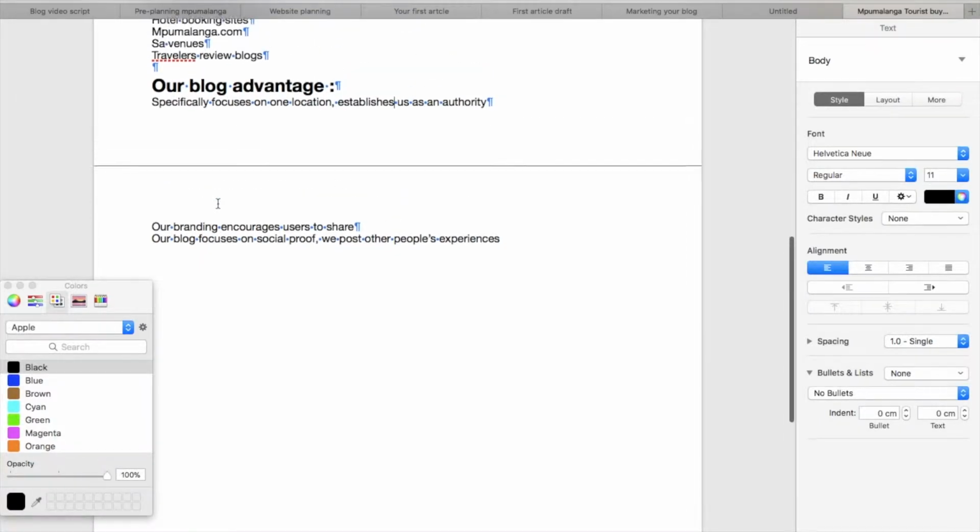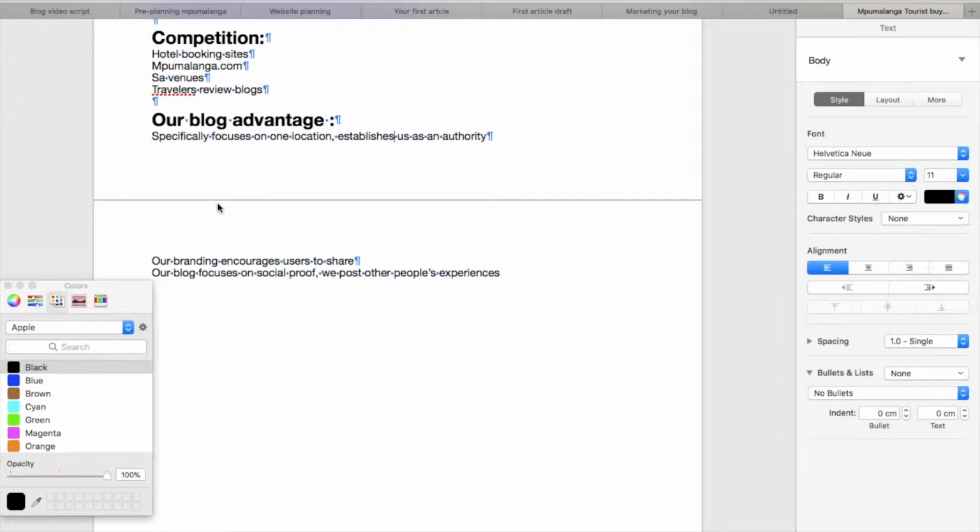So my blog advantage is that I'm specifically focusing on one location, which establishes me as an authority. If you have a blog that focuses on general tourism destinations in South Africa, like, for example, SA Venues, the website talks about all the places in South Africa. They don't have a specific focus on one province. So already they lose some authority in that. But if you have a blog that focuses specifically on Mpumalanga, then Google will rank you higher because you are focusing on one specific topic. And that is something that I want to encourage you on.